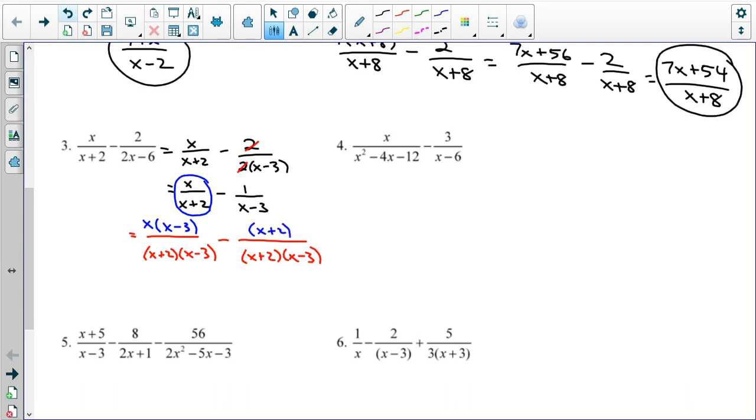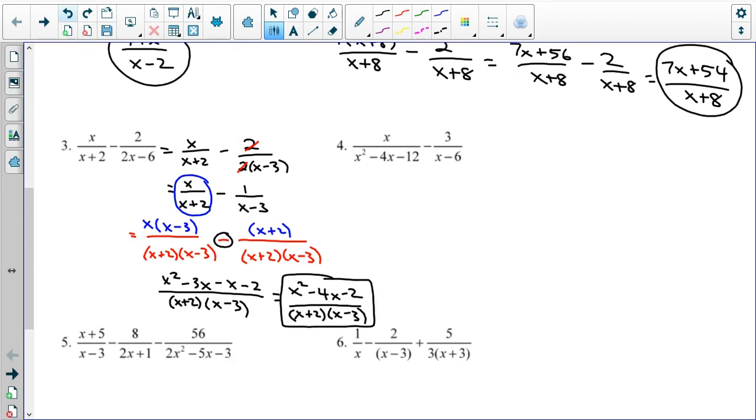Now I'm going to add the numerators. So I have x squared minus 3x, and then I'm going to subtract x plus 2, so I get minus x minus 2. Notice I have to distribute this negative sign, and that's all over x plus 2 times x minus 3. Let's combine like terms. I get x squared minus 4x minus 2 over x plus 2 times x minus 3. I can't factor the numerator, so I'm done.